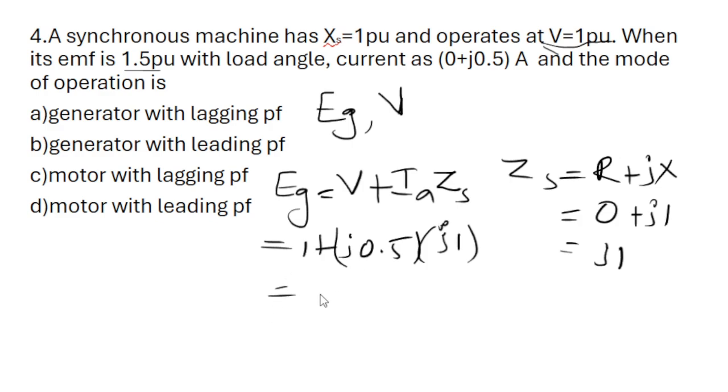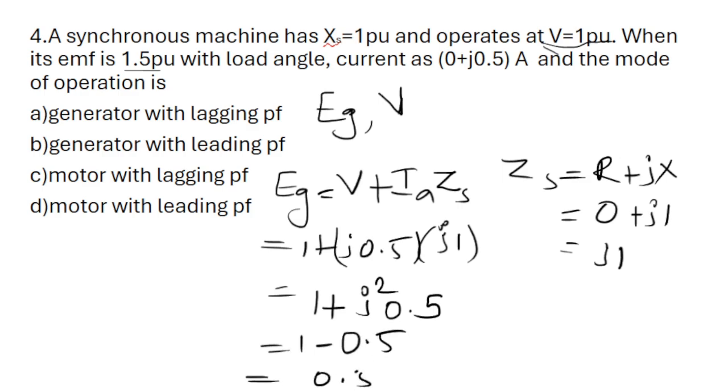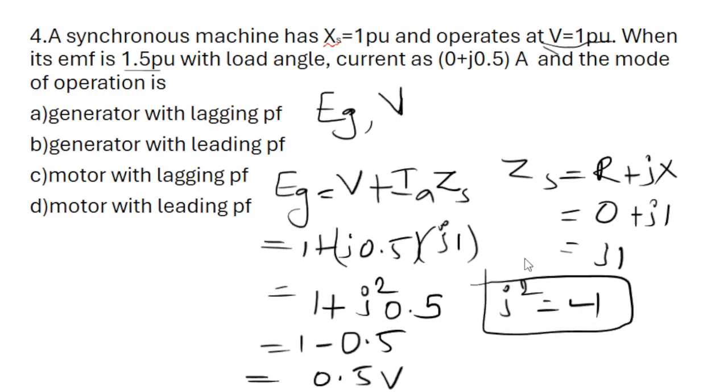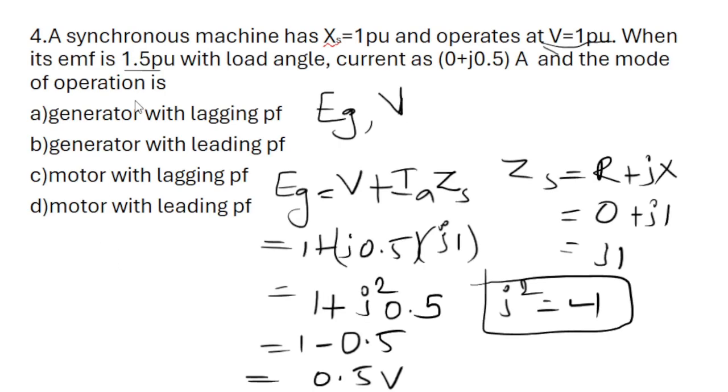So Eg is equal to 1 plus j0.5 into j1, j into j is j squared, and j squared value is equal to minus 1. So 1 minus 0.5 into 1, 0.5 times 1 is equal to 0.5, 1 minus 0.5. By subtracting 0.5 from 1 we get 0.5 per unit. Eg is equal to 0.5 per unit. This value is not matching with the EMF value which is given in the question. So this machine does not operate in generator mode.